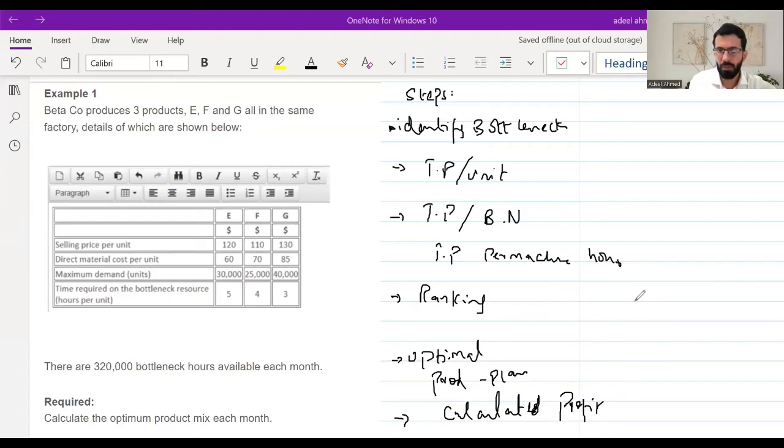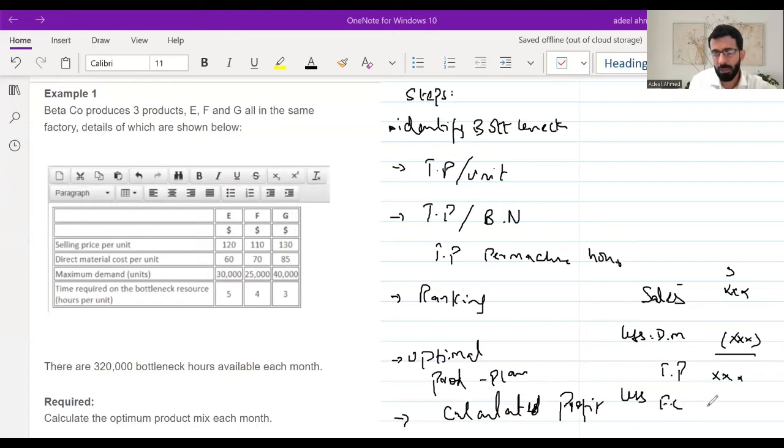The profit statement could be that we first calculate our sales, then we subtract our direct material cost to arrive at the throughput, and then if we subtract the fixed cost, which is the operating cost or factory cost, we will be able to arrive at the profit, and this is what we want to maximize. So let's refer to this example, which I have taken from the technical article, and let's apply these steps.